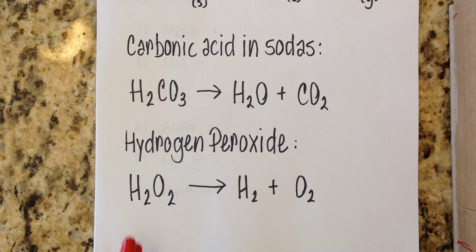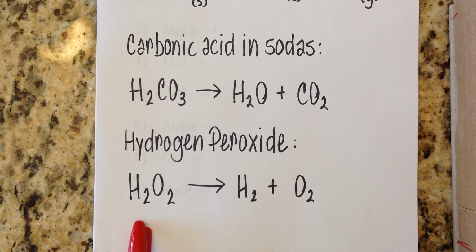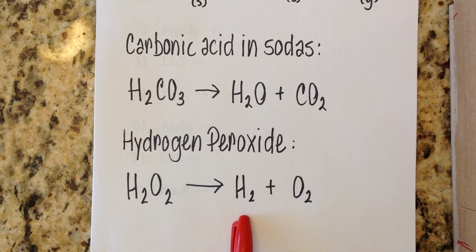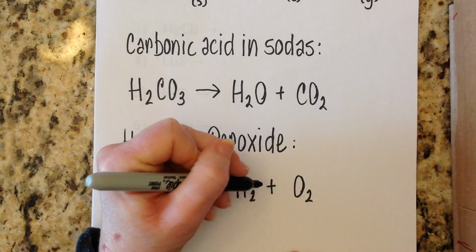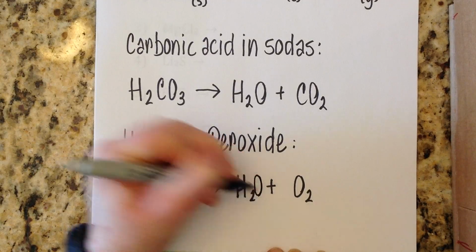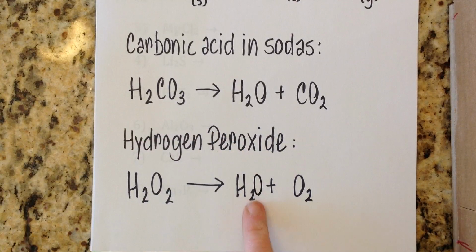So when this is exposed to sunlight, and I believe it's also an enzyme that's found in your blood, it's going to break apart into hydrogen gas and oxygen gas, and that bubbling that you see when you pour it on a cut is that extra oxygen gas that's breaking apart from the water molecule. Actually, that breaks up into water and oxygen gas. So not hydrogen gas, it's water and oxygen gas, I believe. So just some good everyday examples of some things that you may see decomposing. Another one is the electrolysis of water.